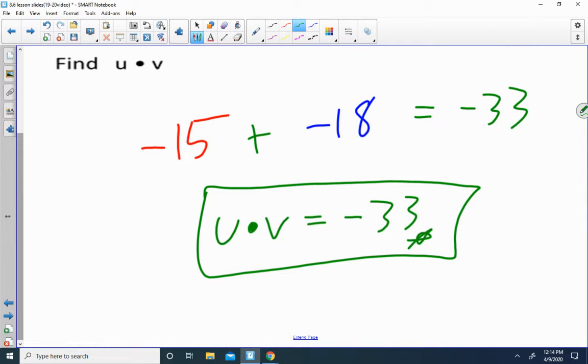No vector, no component form stuff, just a regular number. And that's the dot product in a nutshell. We'll do a couple more examples just so you can get familiar with it.